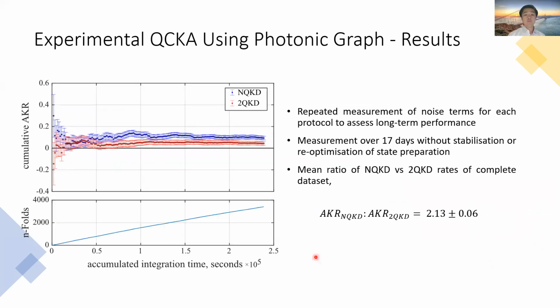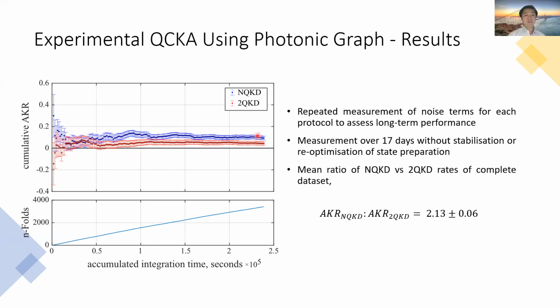In addition, we performed one more measurement, this time at a fixed source brightness, and we measured over an extended period. We wanted to examine the long-term stability of our setup and see just how reliably the protocol can be run for long-term measurements. Here we show the results for each of the key rates for continuous measurement over 17 days. We note that no active stabilization nor re-optimization of the state preparation was performed during this time.